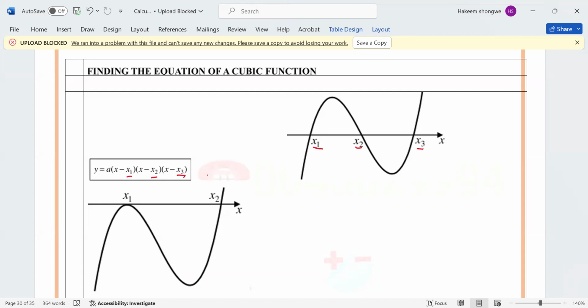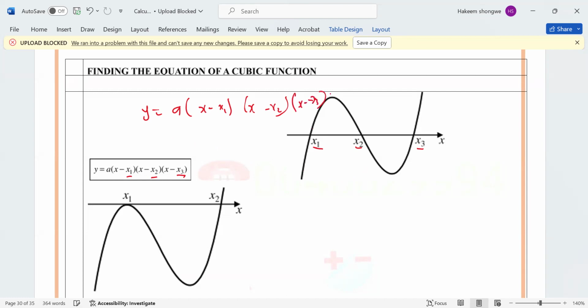x3. And then at the same time, this formula, where does it come from? It comes from this one that says y is going to be equal to a(x minus x1)(x minus x2), which we're using from parabolic function. You still remember it? Okay? The only thing that we just added, we said, let's add one more. Let's add x minus x3.